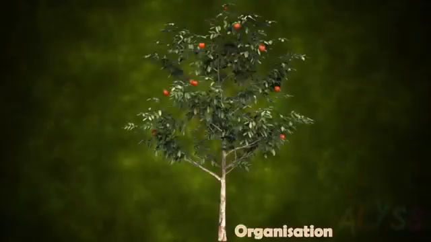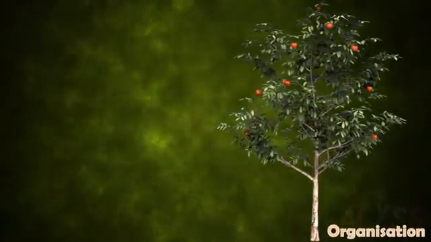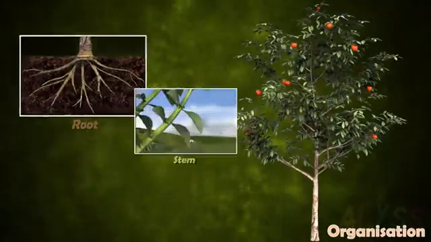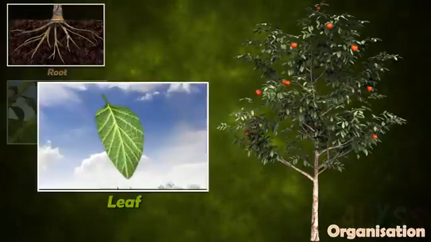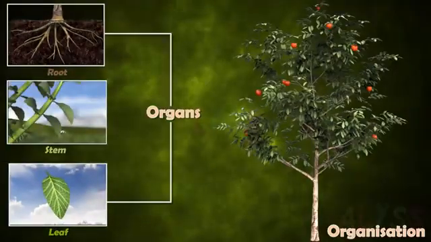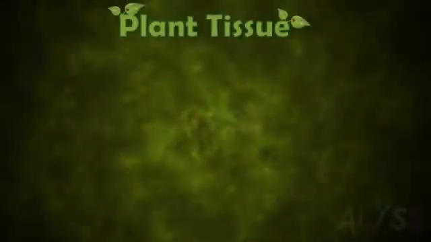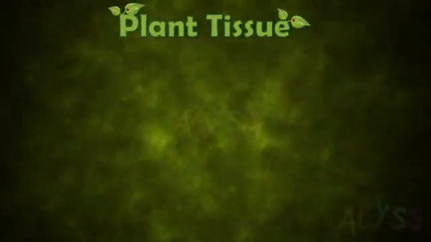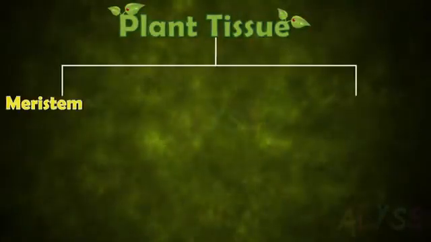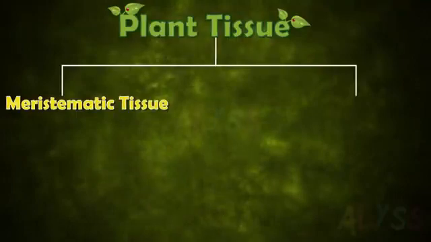The next level of organization forms organs combining different tissues. Examples include root, stem, leaf, etc. There are two types of plant tissue. The first one is meristematic tissue, which has dividing cells.